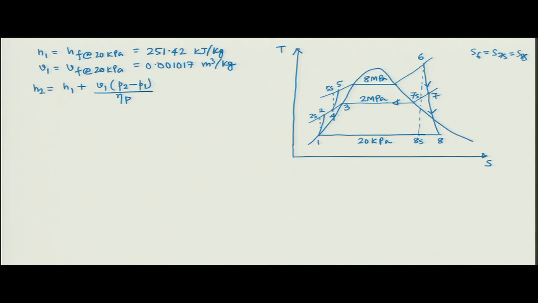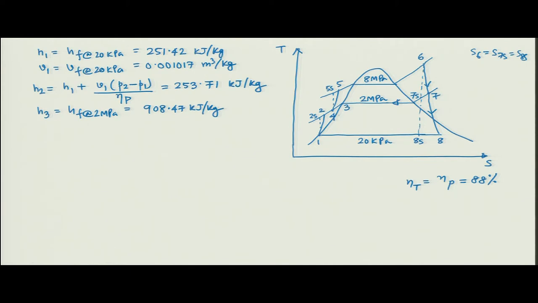Okay, so now you can plug in the numbers. P2 is basically 2 megapascal, which you have to convert into kilopascal, and P1 is 20 kilopascal. The isentropic efficiency of the pump is given as 88%, and the turbine efficiency is also 88%. So, you can put 0.88 as the efficiency of the pump, and then h2 can be obtained as 253.71 kilojoule per kg. Now, state 3 is basically saturated water at 2 megapascal, so correspondingly you can find the enthalpy of the saturated water as 908.47 kilojoule per kg.